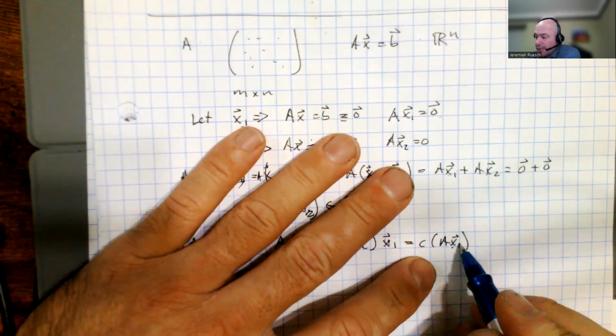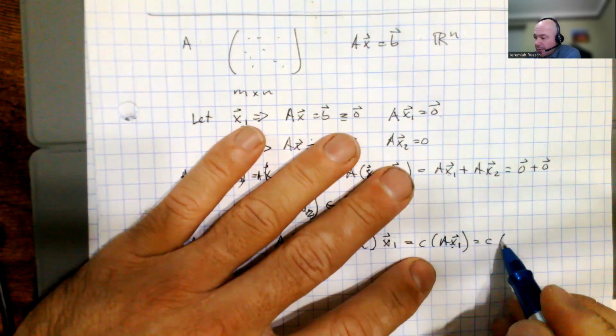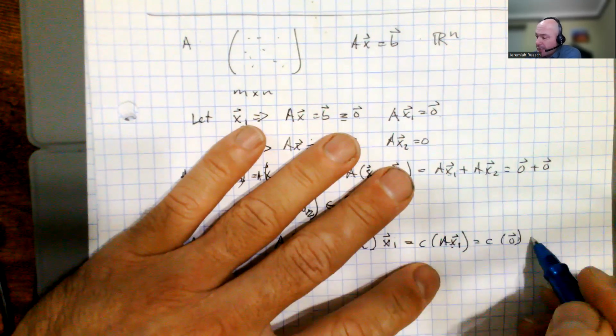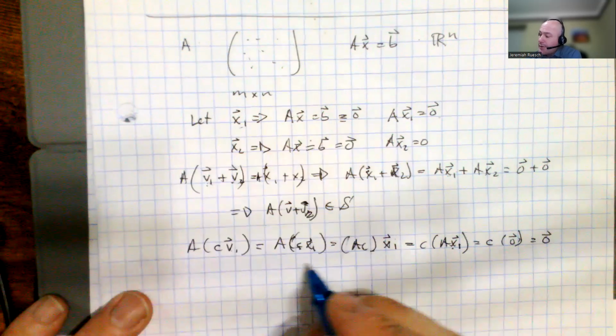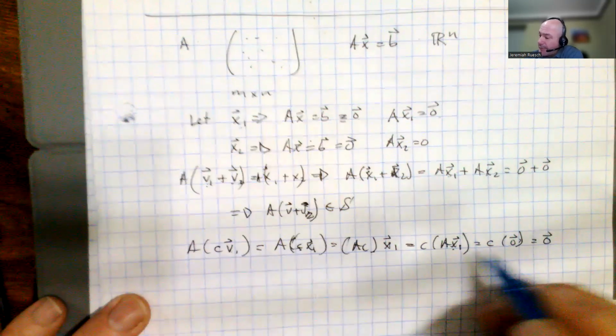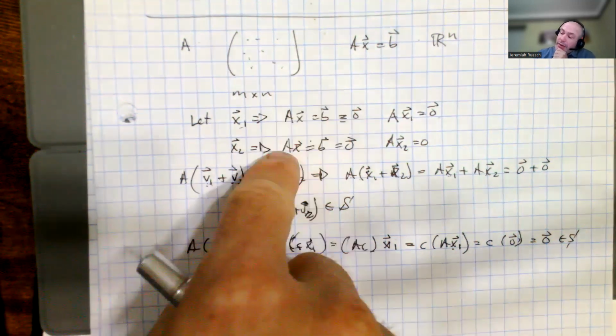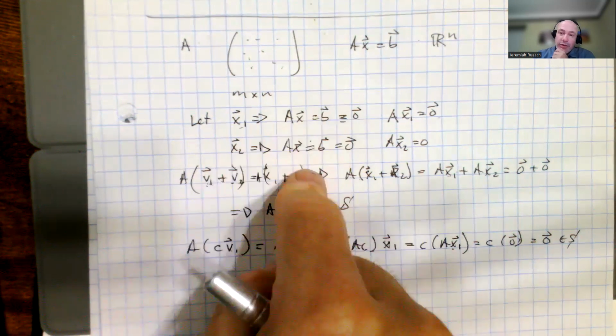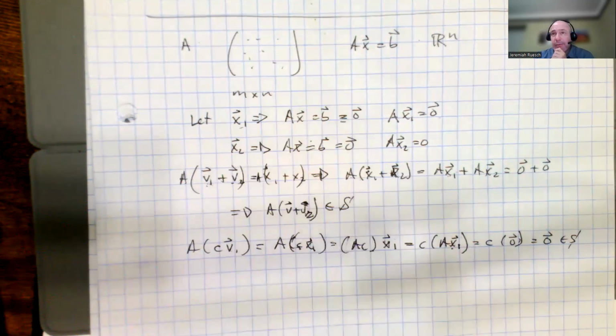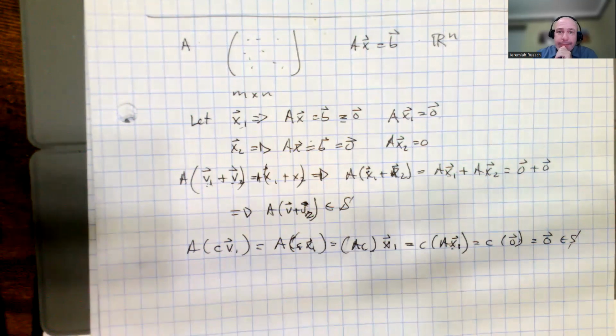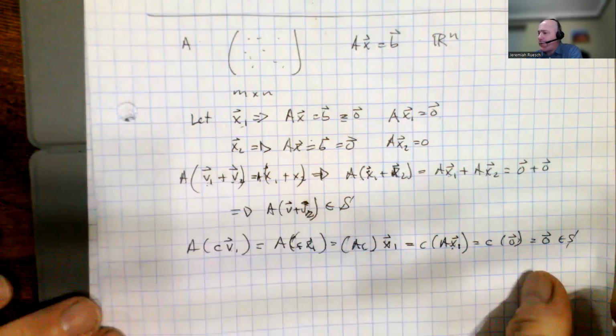But AX1 we know is C times the 0 vector, which is 0. So this is still in S. And so that checks that the set of solutions to the homogeneous equation AX equals 0 is a subspace of Rn. Okay, all right, I think there is one or two more. Let's see.